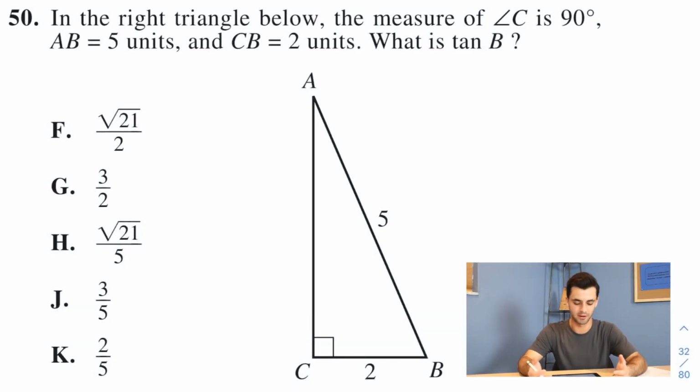Here we have question 50 that says in the right triangle below, the measure of angle C is 90 degrees. AB equals 5 units and CB equals 2 units. What is the tangent of B?